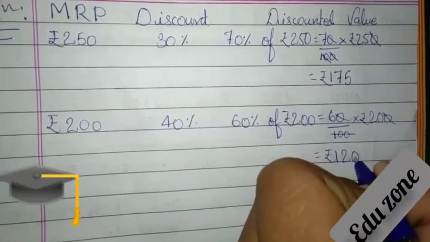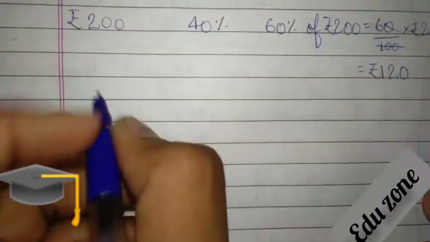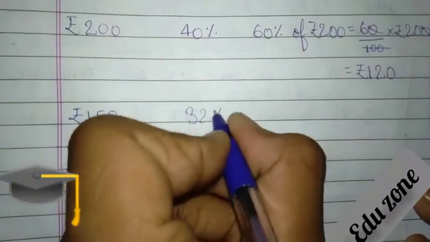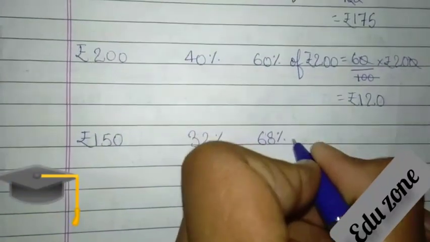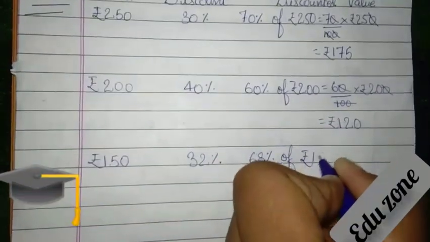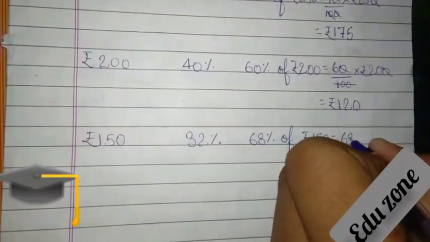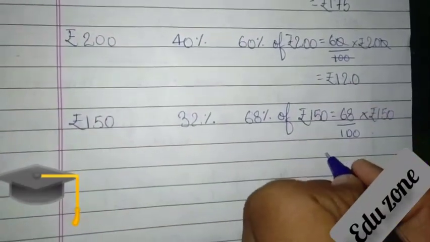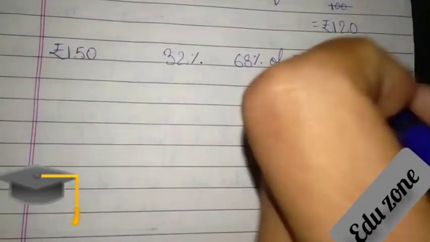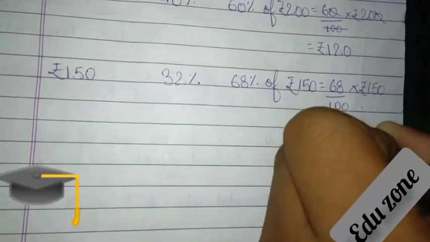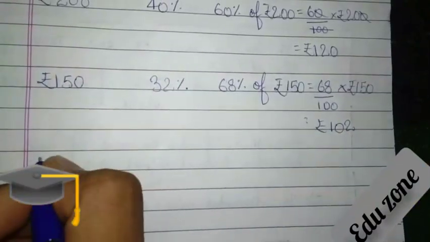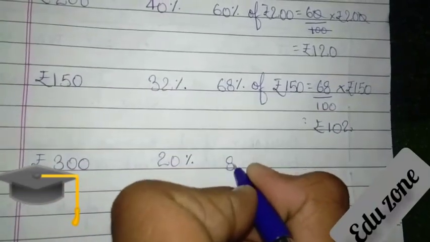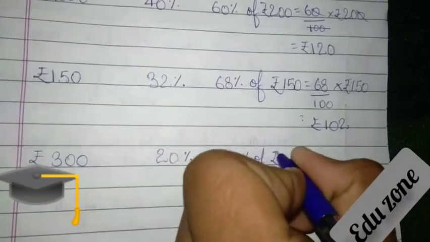Then 100 minus 30 is equal to 70. So 70%, as the discount is 30% of MRP, thus the discounted value, that is the left part, is also 70% of MRP, and MRP is rupees 250. So 70% of rupees 250 is equal to 70 by 100 into rupees 250. So we shall solve it, and the answer which finally will come is rupees 175. Similarly, we shall solve all these to make your concept clear.